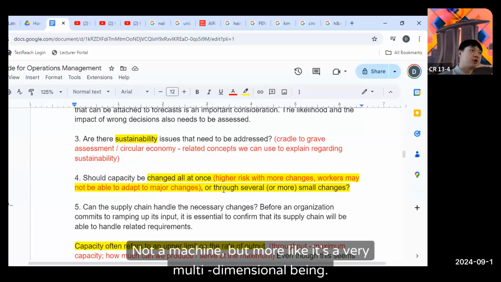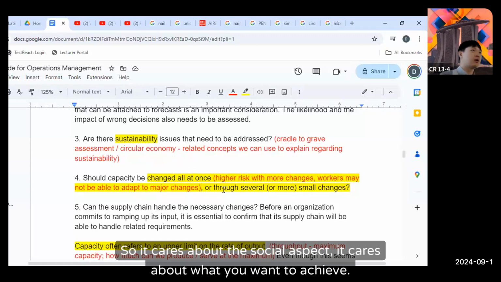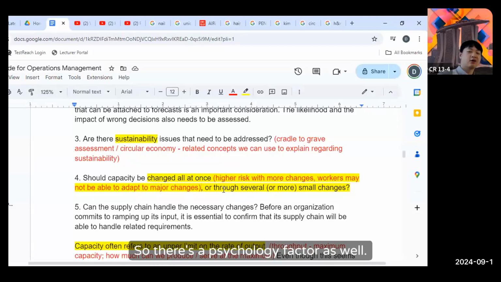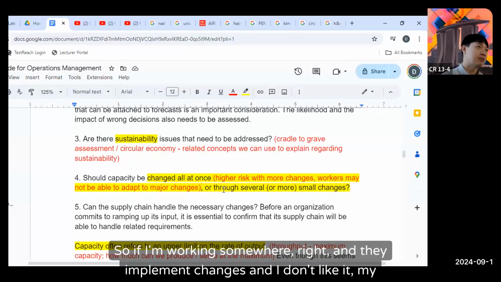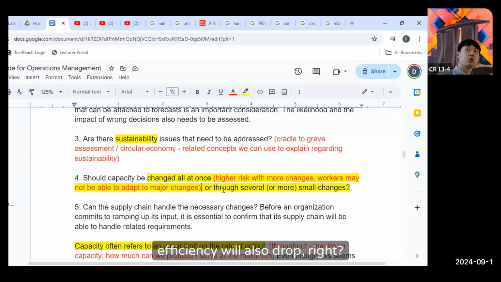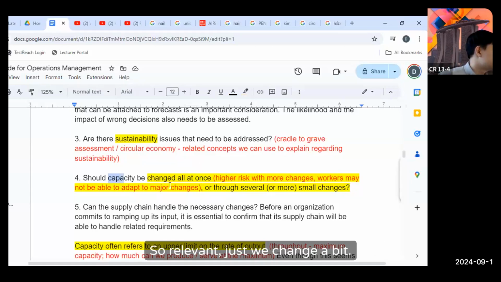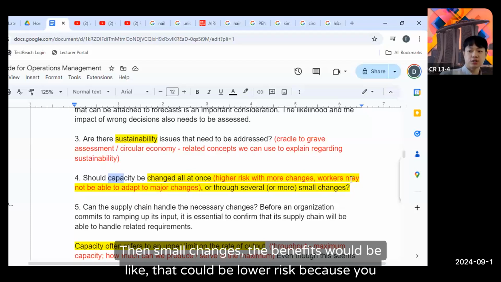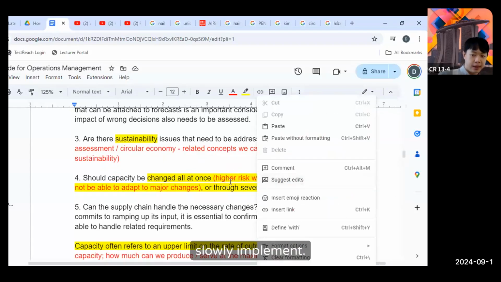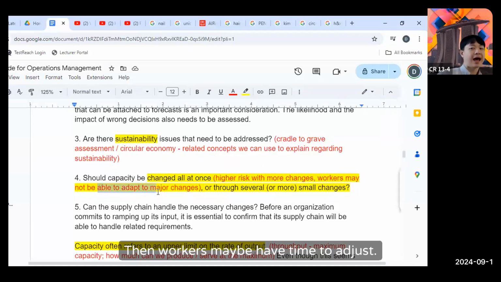A worker is not a machine, but a multi-dimensional being. You care about the social aspect and what you want to achieve, so there's a psychology factor as well. If I'm working somewhere and they implement changes that I don't like, my efficiency will drop and I'm not performing at my peak. That will also affect your capacity. As for small changes, the benefits are lower risk because you implement slowly, and workers have time to adjust.